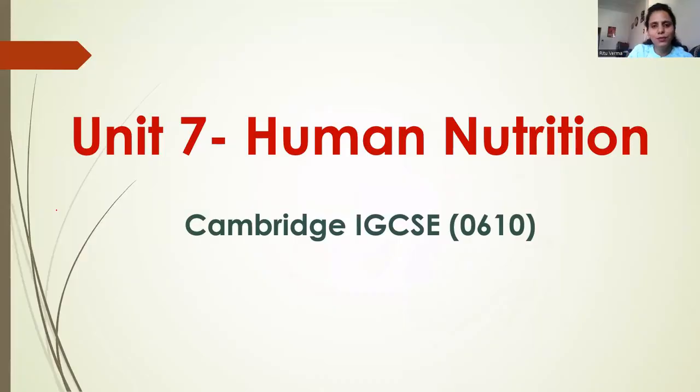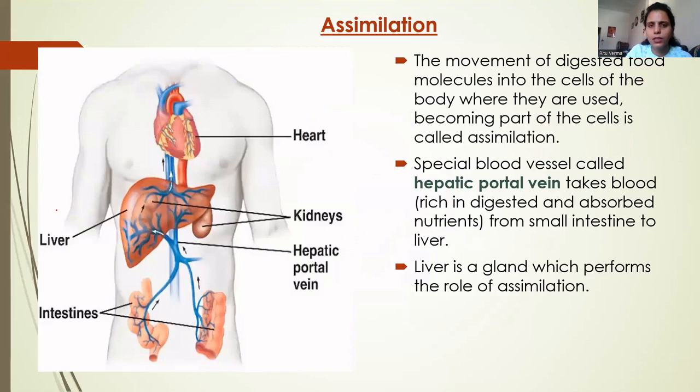Hi everyone. In the previous video, we discussed how the small intestine is adapted for the process of absorption of digested nutrients from the small intestine. After absorption, now comes assimilation. So in this video, we will see the process of assimilation.